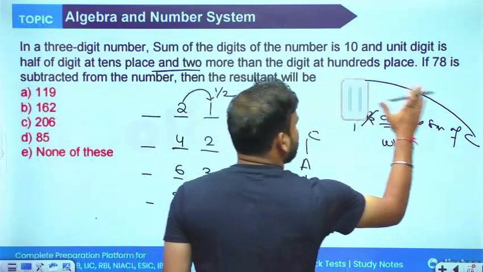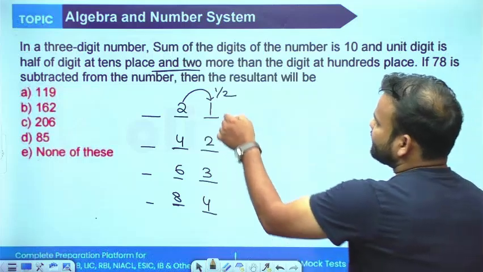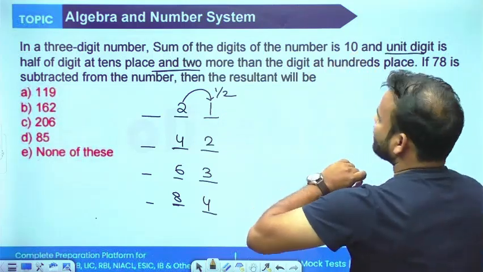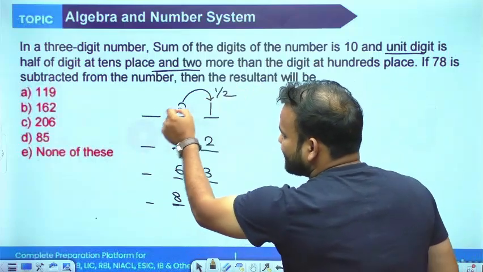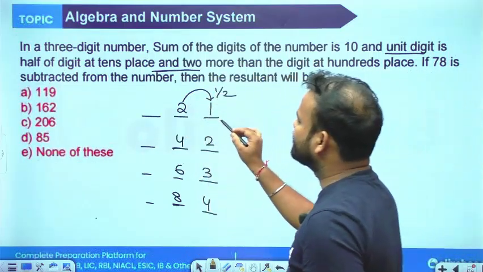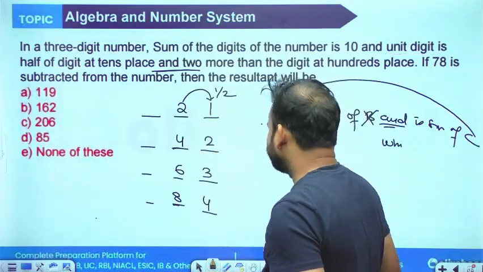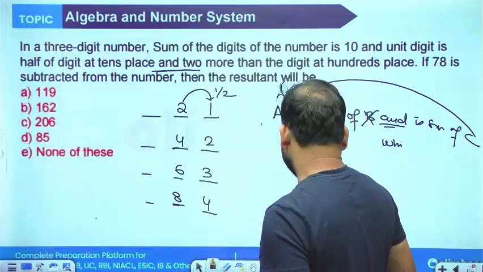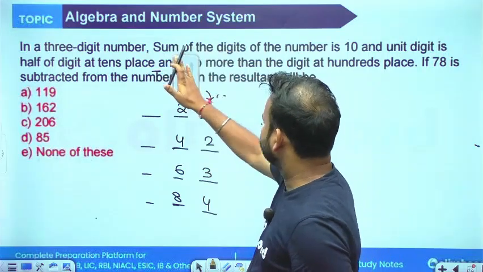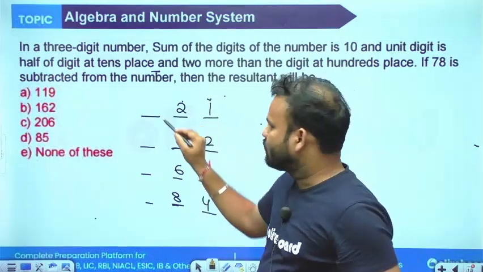So here the question says the sum of digits of a 3-digit number is 10, and the unit digit is half of the digit at the tens place and 2 more than the digit at the hundreds place. 2 more than the digit at the hundreds place. Fine. So this is done. This is 2 more than the digit at the hundreds place. So 2 more than this.